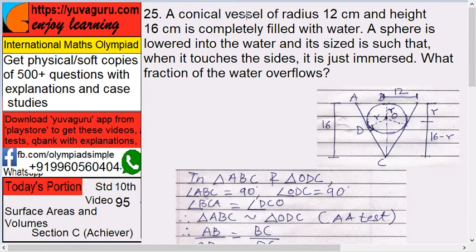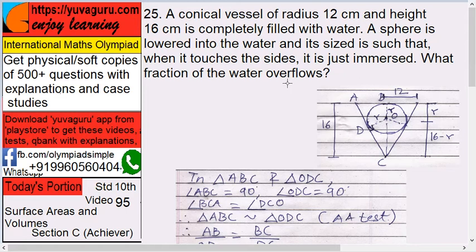Next, a conical vessel of radius 12 cm and height 16 cm is completely filled with water. This is a cone, completely filled with water, radius 12, height 16. Now a sphere is lowered into the water and its size is such that when it touches the sides of the cone, it is just immersed. I put this sphere inside and when it touches the sides, it is completely immersed, meaning its top end is also under water. That is the meaning of immersed, the full sphere is under water.